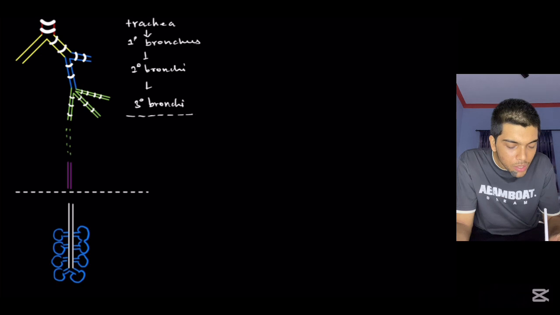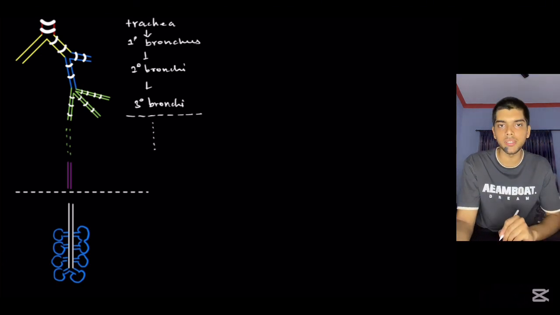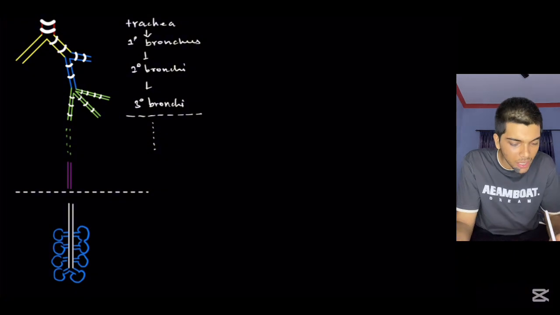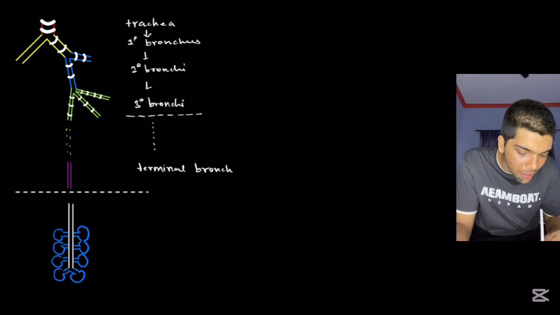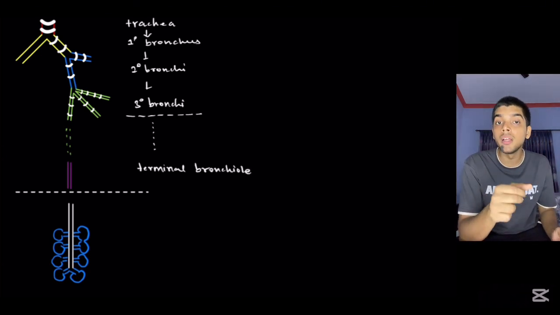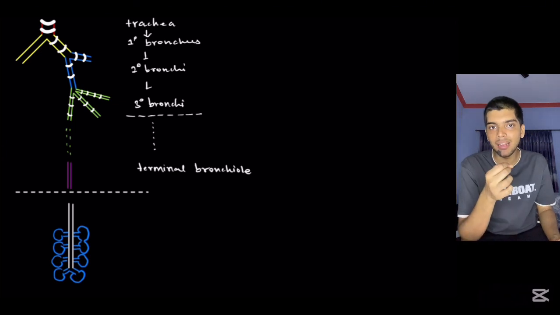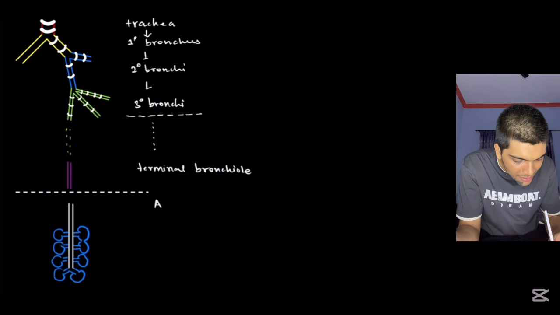After bronchus, you have multiple generations of bronchioles, finally reaching the terminal bronchiole. Now, the terminal bronchiole is significant, and here's why. The part of the respiratory tract, I repeat, the part of the respiratory tract after the terminal bronchiole is the acinus.